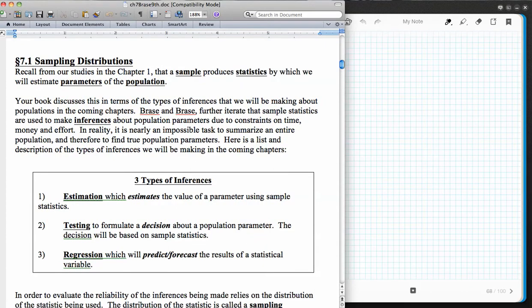We've already talked about in chapter 1 what a sample is and the fact that a sample produces statistics, and we're using those statistics to estimate the parameters of the population, because it's the population that we can't really get a good handle on. In most cases, we can't come up with the entire population. So sampling is the best way to do that. Now, we want to make inferences usually about the population. So this is what we use the sampling distributions for.